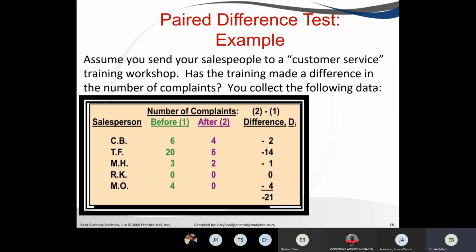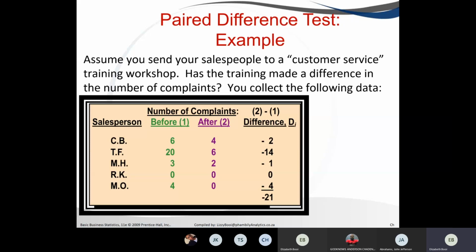You just create another column next to that one, and you just calculate the difference. Your difference for the first one is 6 minus 4, which is 2, 20 minus 14, which is 1, and 0 minus 0 will give you 0, and 4 minus 0 is minus 4. And that is your difference.